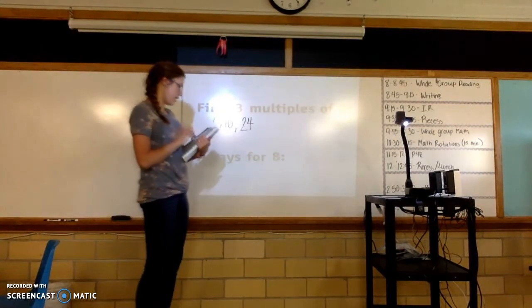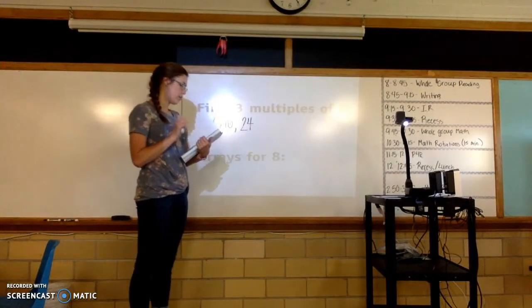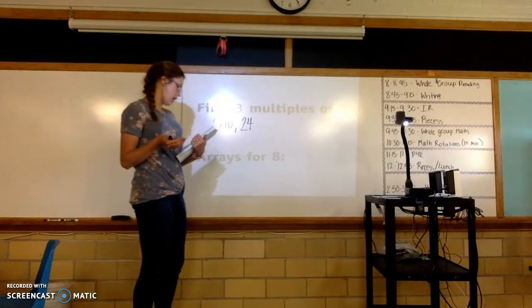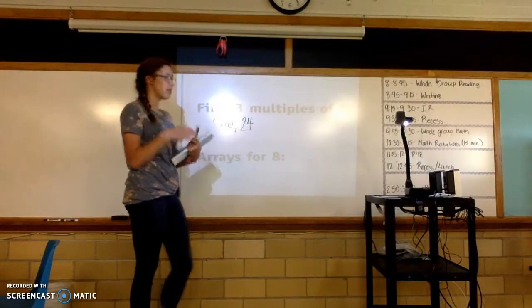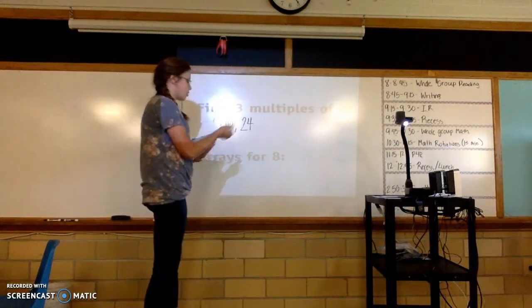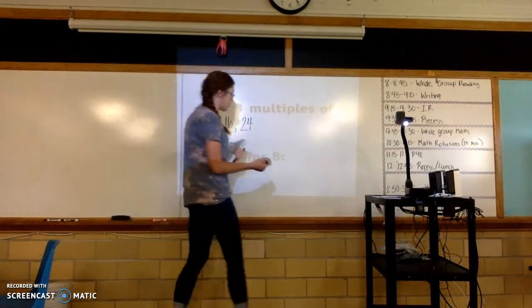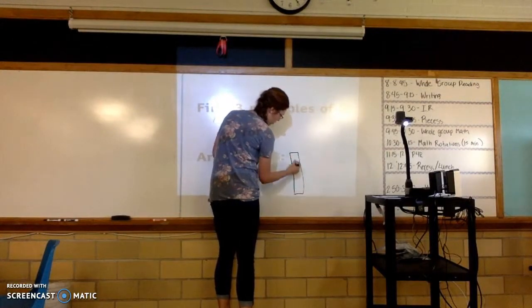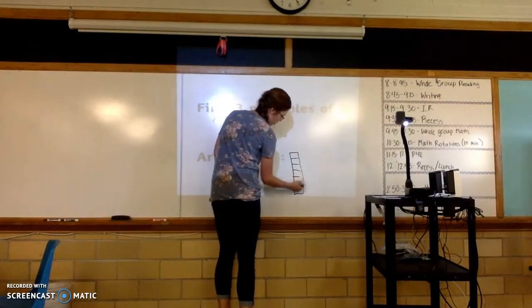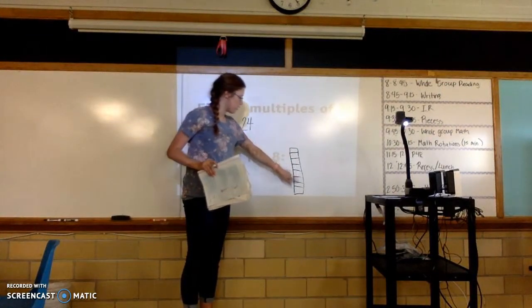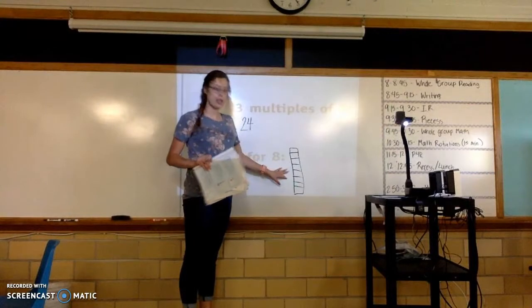The arrays for 8, since 8 is not a prime number, which is not like 7, which is what we discussed yesterday, it is actually going to be able to have a second array, unlike 7 did. So the first array that we can draw for 8 looks like this. And so there's 8 boxes, 1, 2, 3, 4, 5, 6, 7, 8. That's what an array of 8 looks like.